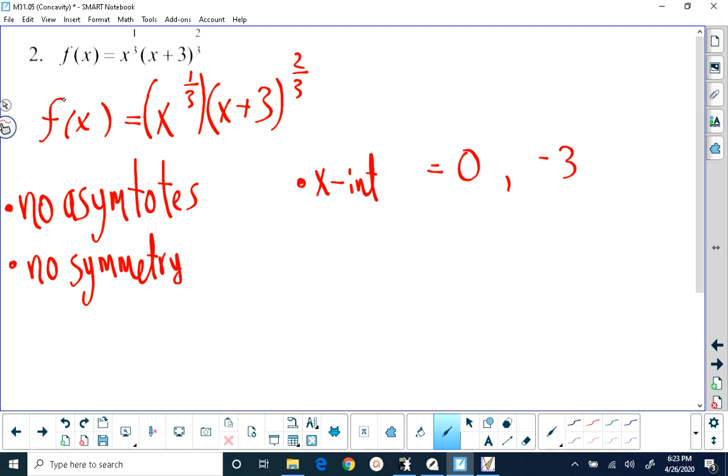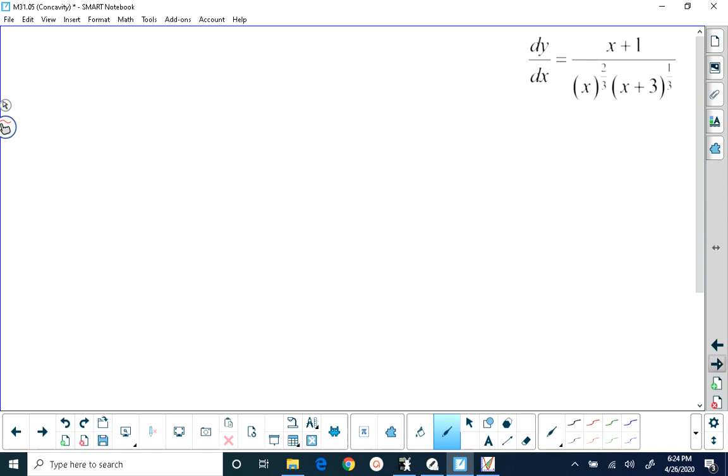The y-intercept is found by replacing x with 0 in the original function. So we are going to have a y-intercept equal to 0. No asymptotes, no symmetry, really big deal. All we've discovered is the x-intercepts of the function and also the y-intercept. So now we can get started with our first derivative chart.